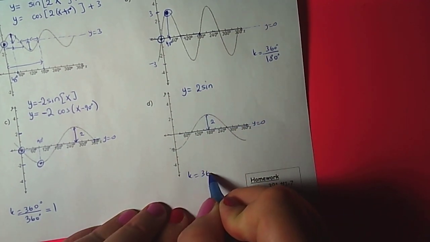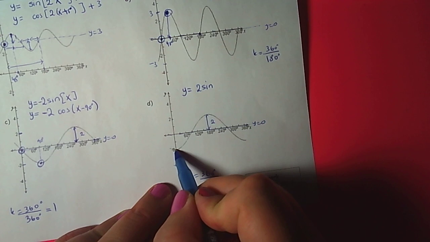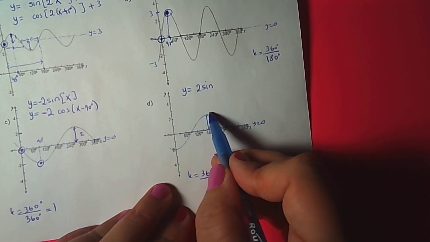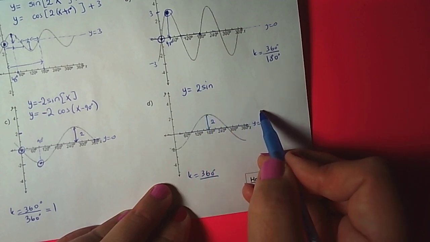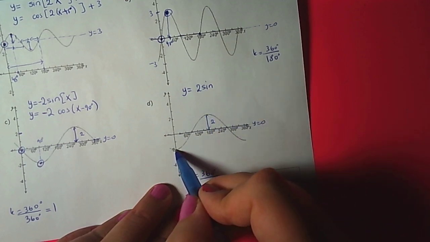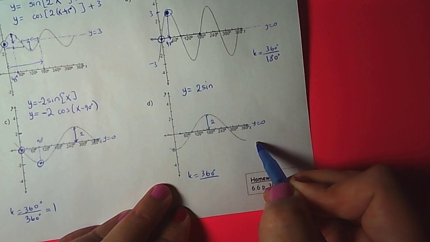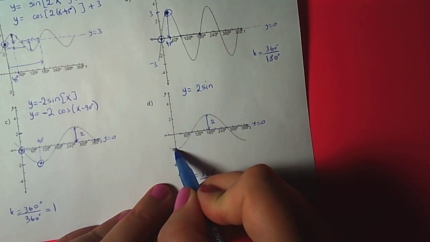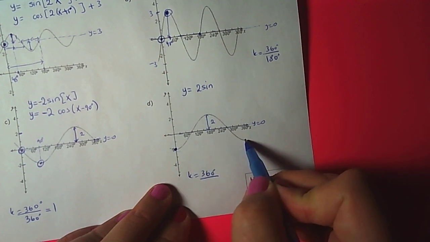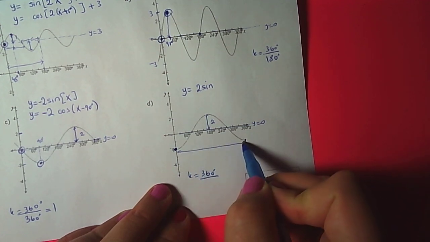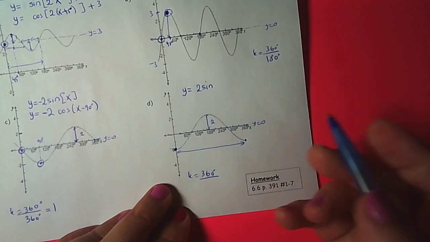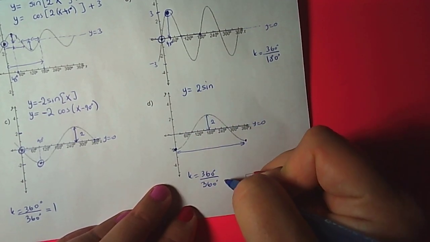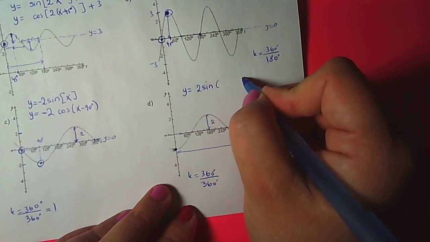So let's look at the k value. K is 360 divided by period. So let's look at the period. So again, you can start from 0 to go to the next 0, or you can start from the maximum, go to the next maximum, or you can start from minimum to go to the next minimum to find the period. Okay. In this case, if we start from a minimum, go to the next minimum, it is here. This horizontal distance is the period. So from 0 to 360. So 360 is the period. So the k value is 1 then. Okay, so k is 1.